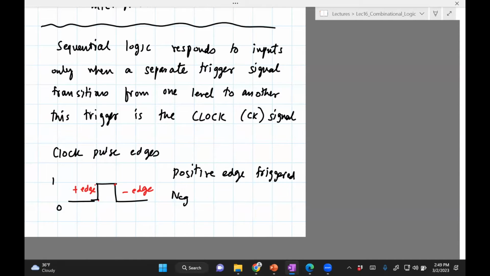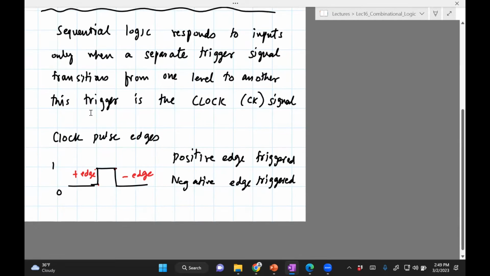Or it could also be a negative edge triggered device. So as you see in some of the timing diagrams, unless it sees the clock edge, the A and B will not go through, or it will not produce change in output, it relies on the clock to do that. So that's one type of sequential logic gates which rely on the edge.